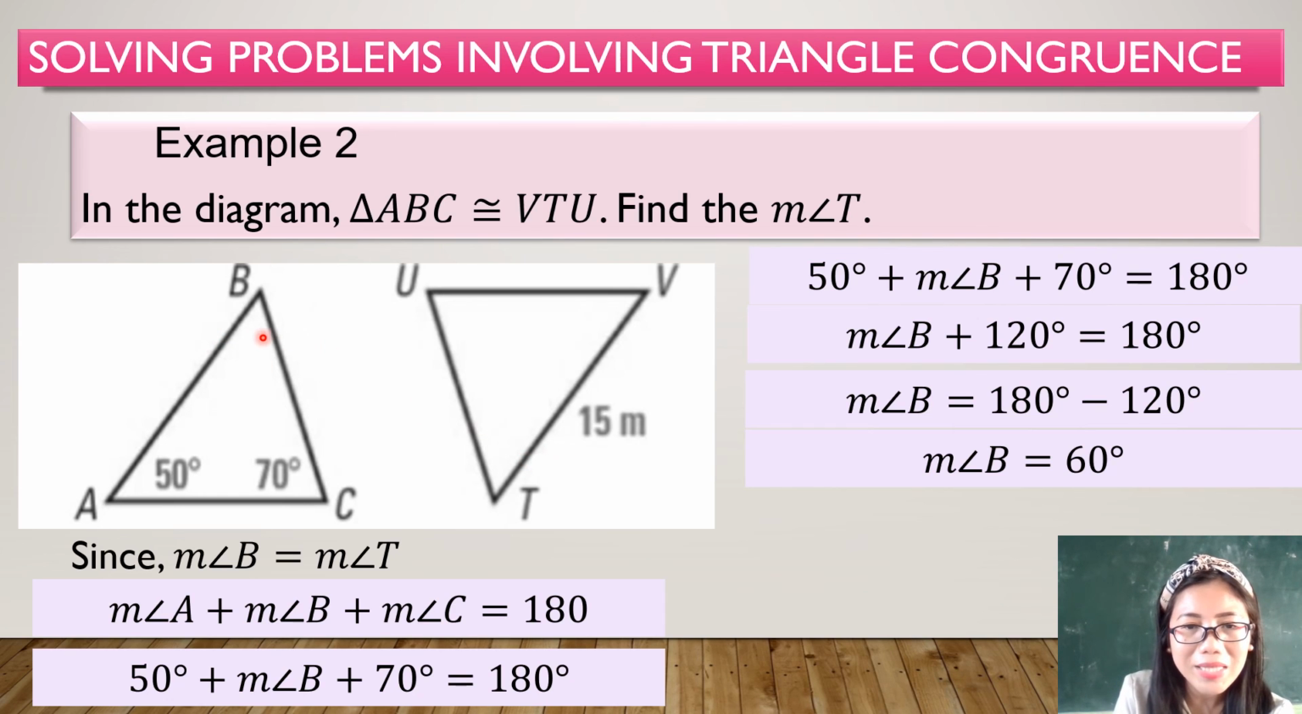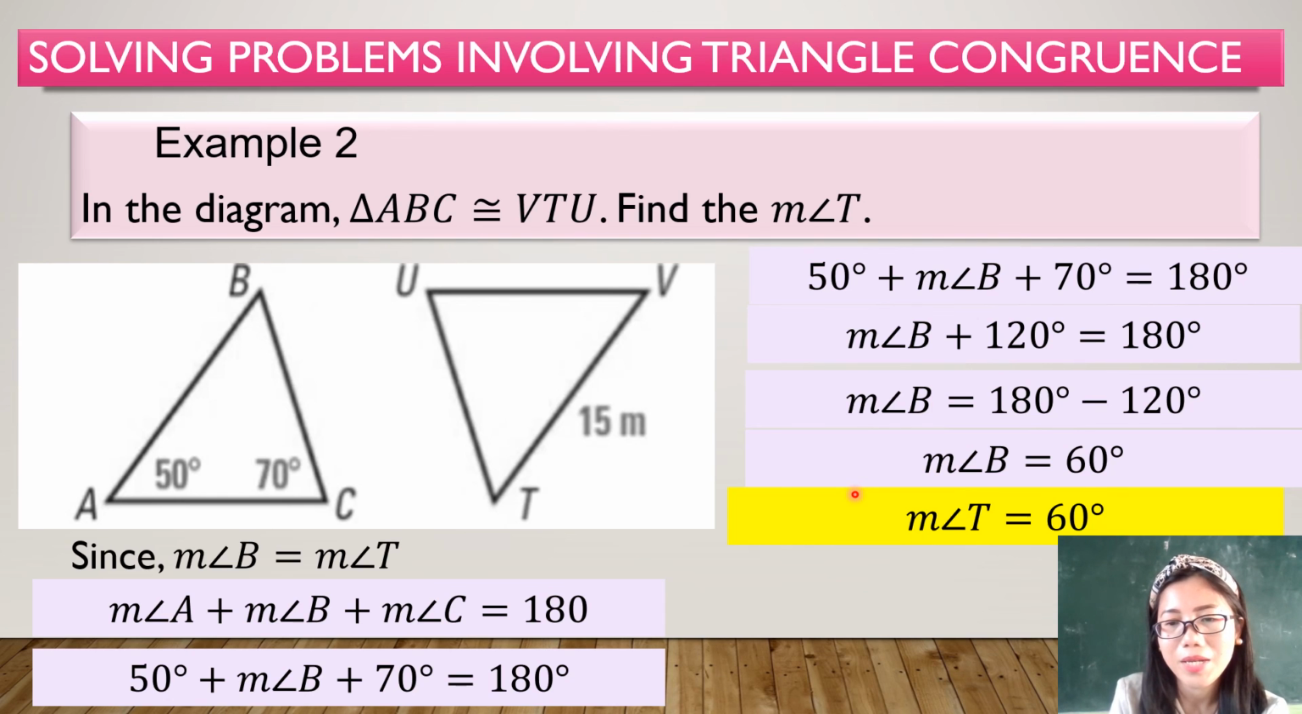But a while ago, I said that angle B corresponds to angle T, meaning they are congruent. Since they are congruent, they have the same angle measure. So the measure of angle T is equal to 60 degrees.